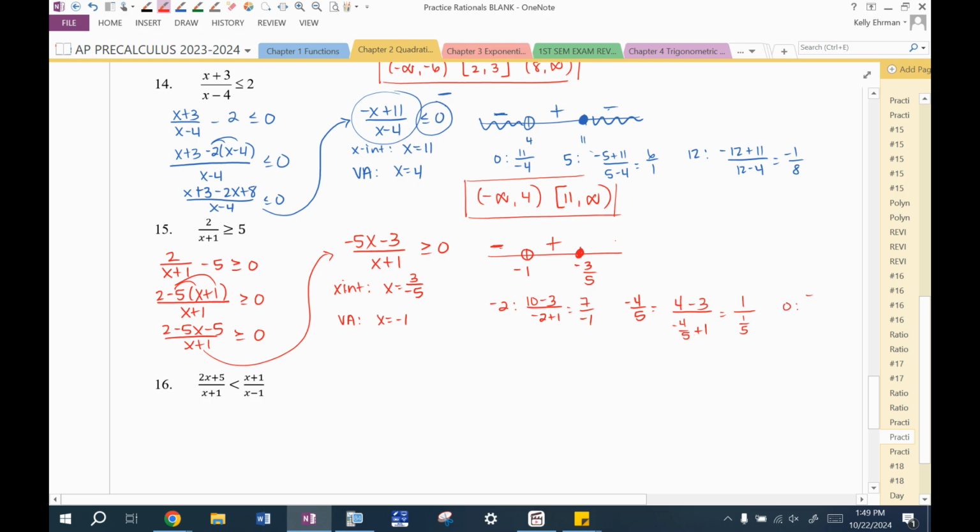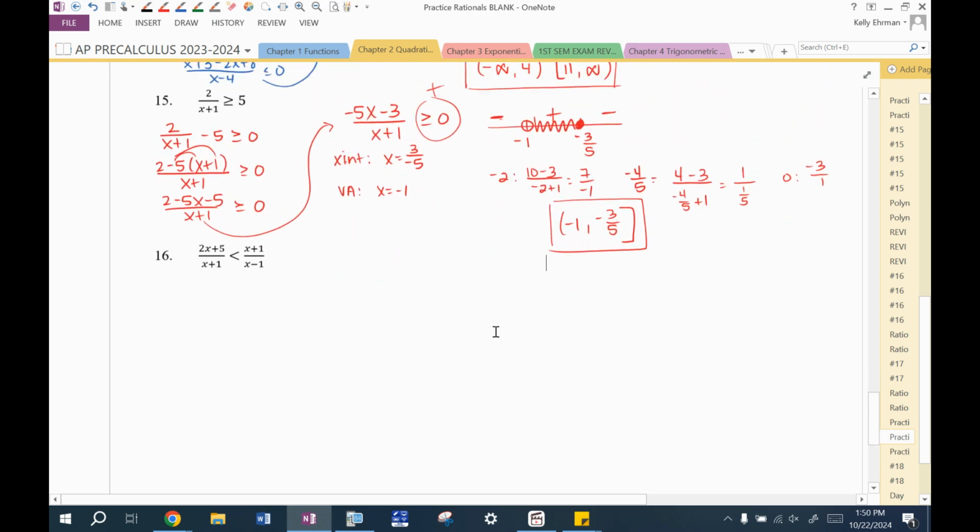What's to the right of -3/5? 0. That gives you -3 over 1, which is negative. We want the positive section, so there's only one of those. Anything between -1 and -3/5, and we're putting a square bracket on the -3/5.